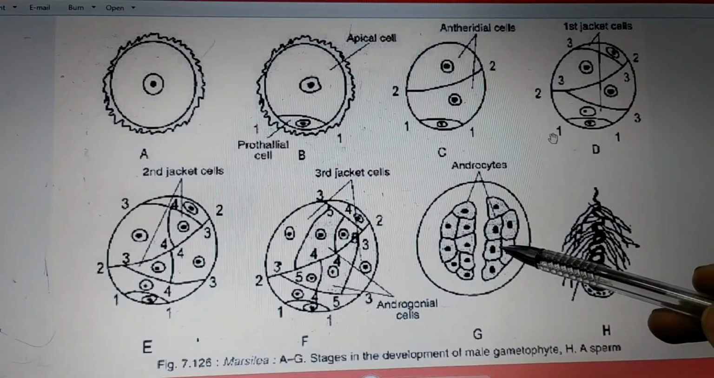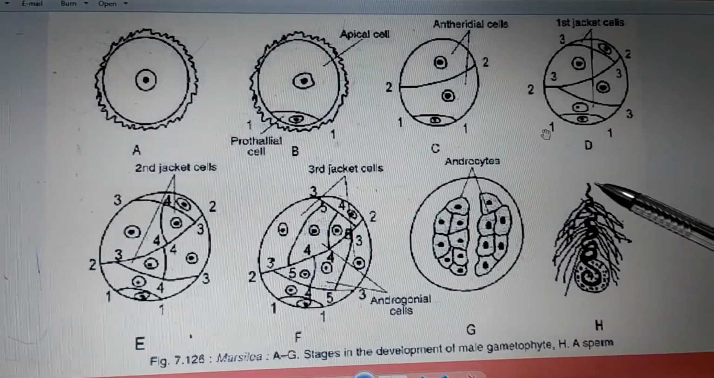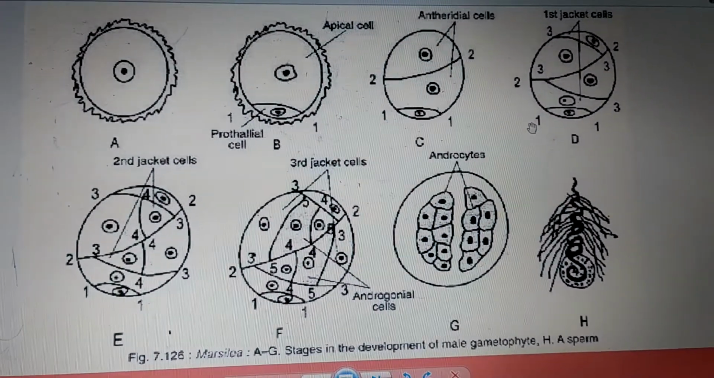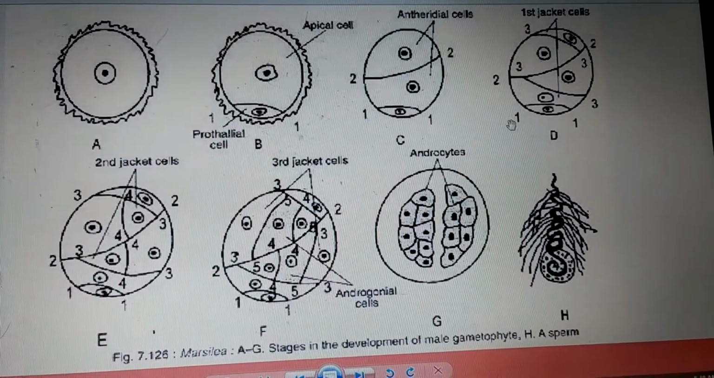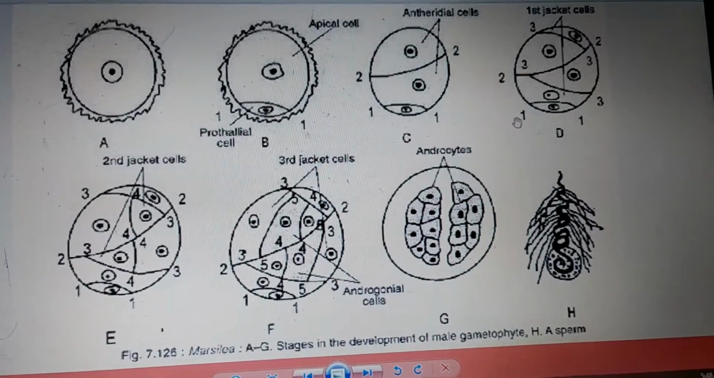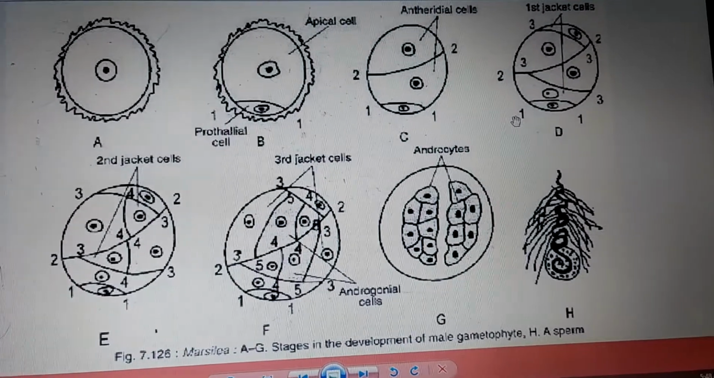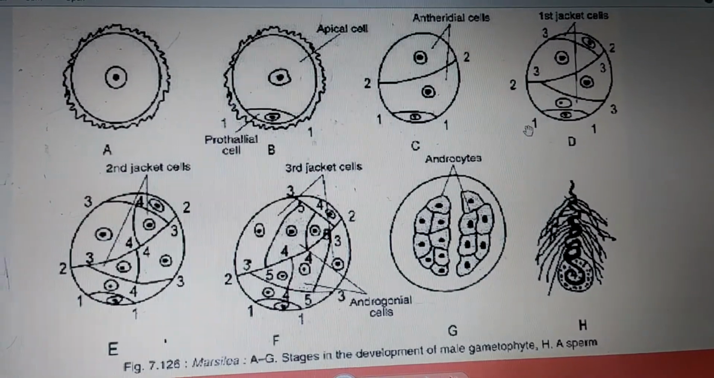These androzoids are going to metamorphose and lead to formation of this mature structure called the antherozoid. Now this antherozoid is a corkscrew kind of structure with multiple flagella. This is ready in order to fuse with the egg.